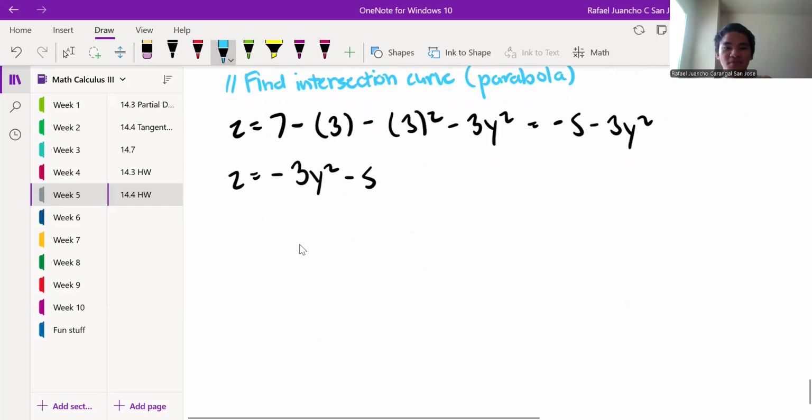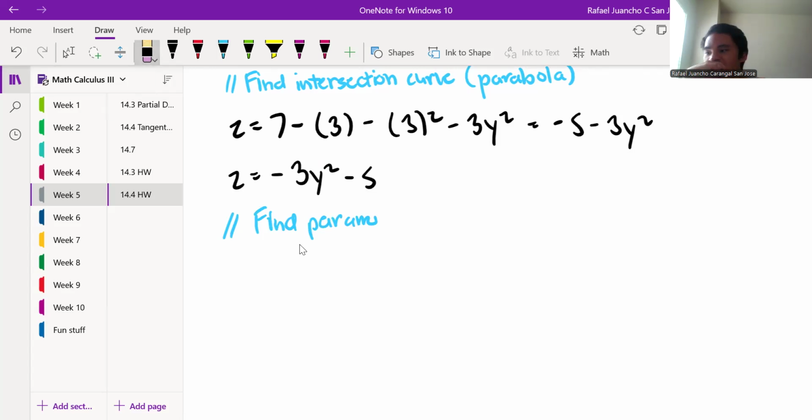X is 3, right? Let me think. Parametric. So we're going to find parametric equations specifically for this intersection curve. So I'm going to let z be equal to t, because my x is just 3 in this case.